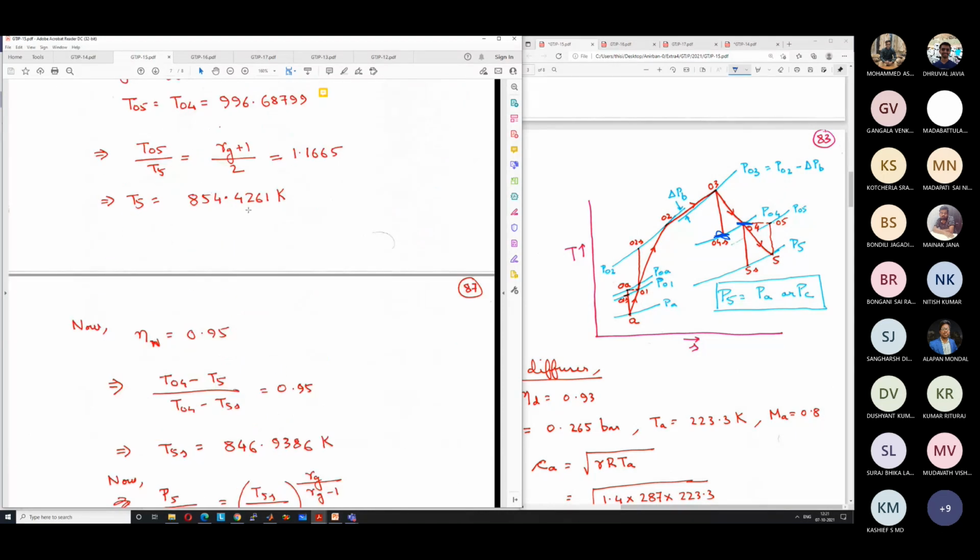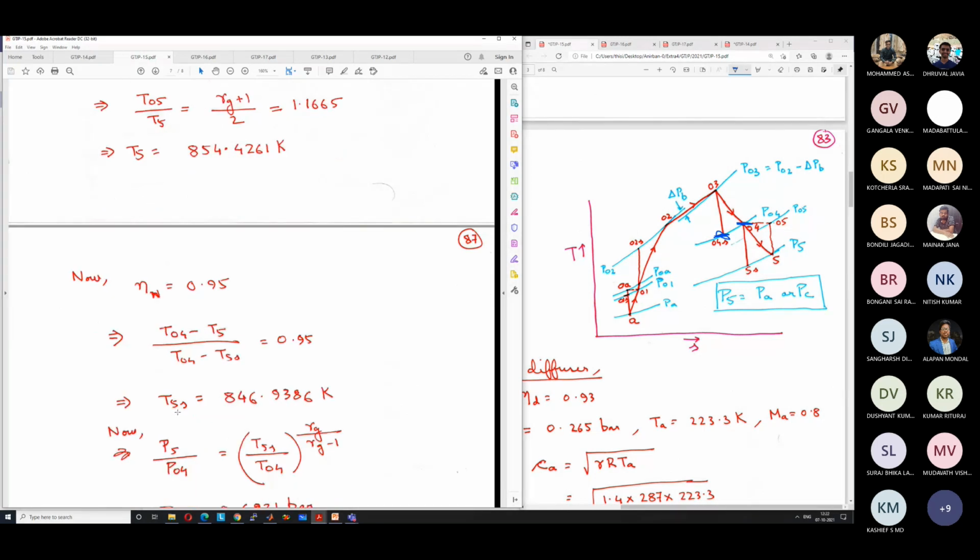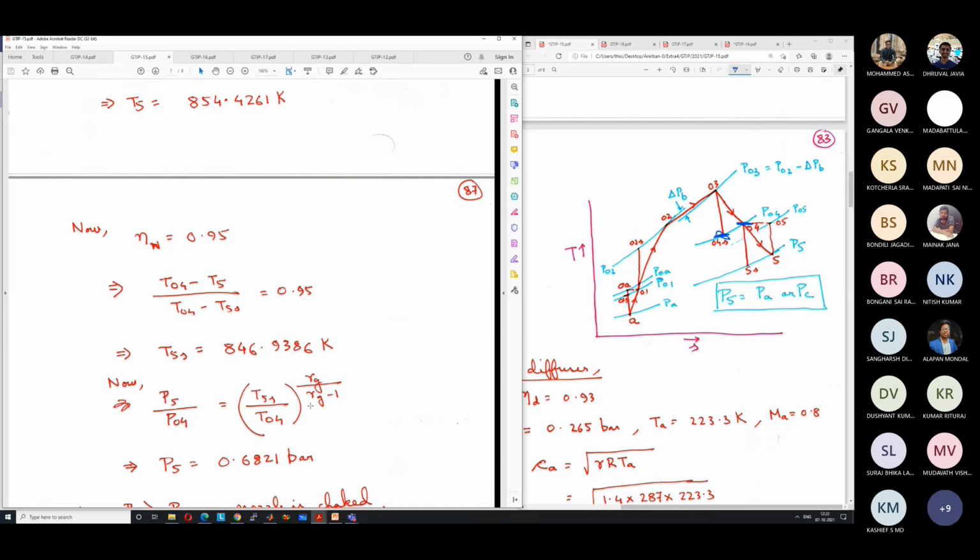T5 is 854.4261. So what will be the next step? We will use the nozzle efficiency to find T5S. So T04 minus T5 by T04 minus T5S is 0.95, which gives us T5S as 846.9386 Kelvin. So now using the isentropic relation for this line, P5 by P04, P5 is equal to P5S.